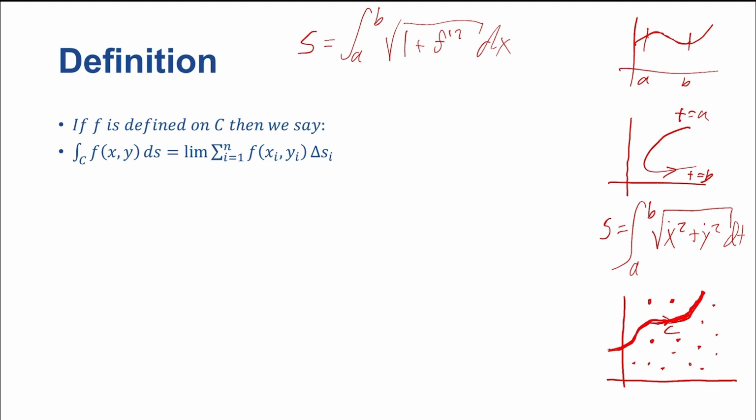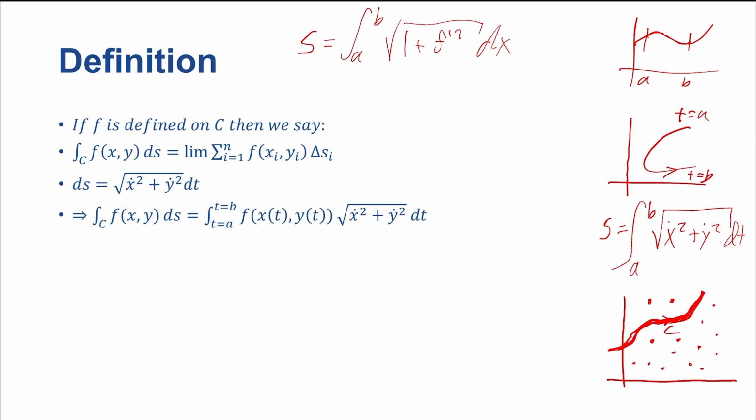Okay, so now we need to determine what delta s is. Well, that's fairly simple. It's similar to the parametric definition: ds equals the square root of x dot squared plus y dot squared, dt. Now this means that you need to put this curve in terms of t. You can't put it in terms of x and y.